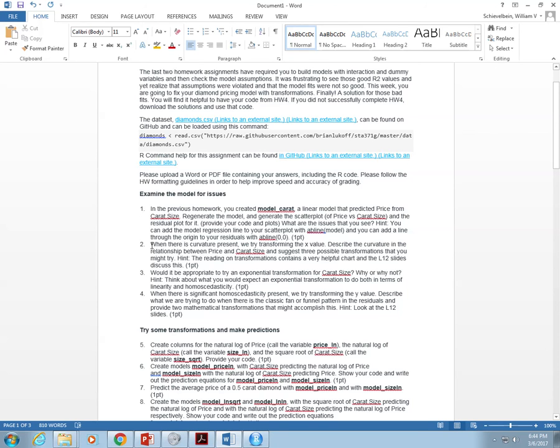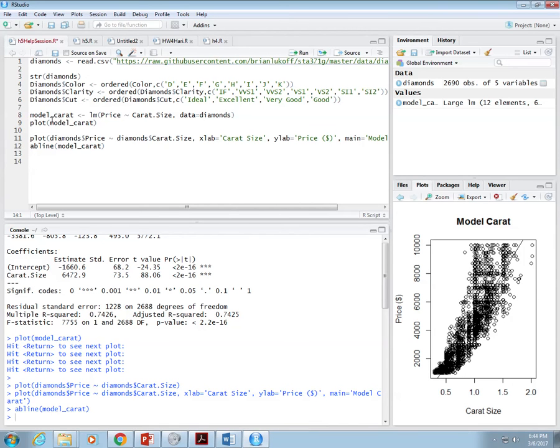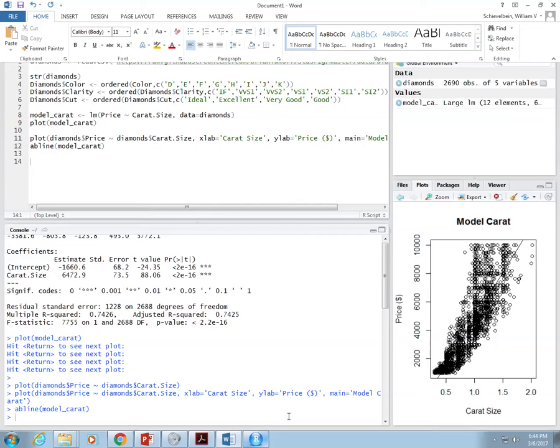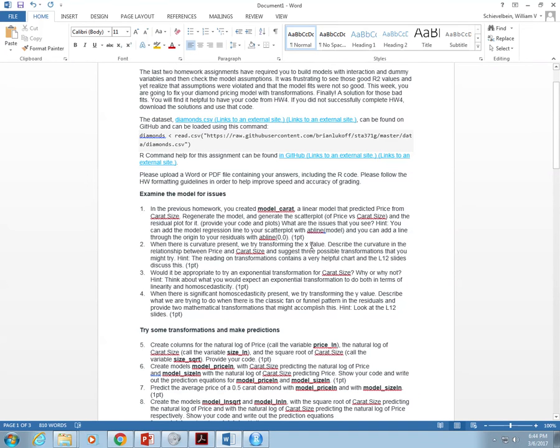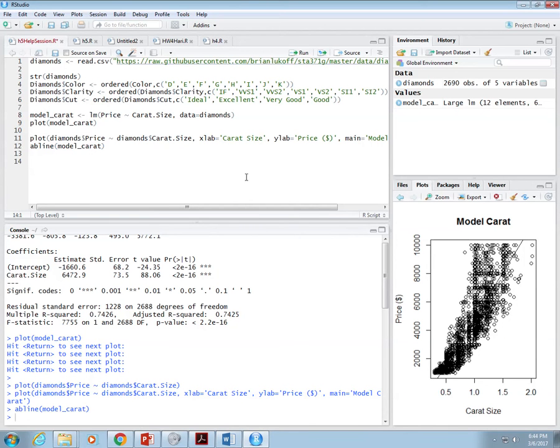Okay. When there is curvature present, we try transforming the x value. We saw that curvature in the plot; you saw that it was not a straight line. We tried transforming the x value. The question: describe the curvature in the relationship between price and carat size, and suggest 3 possible transformations that you might try. That's less of an R code problem and more of just from the perusal reading.